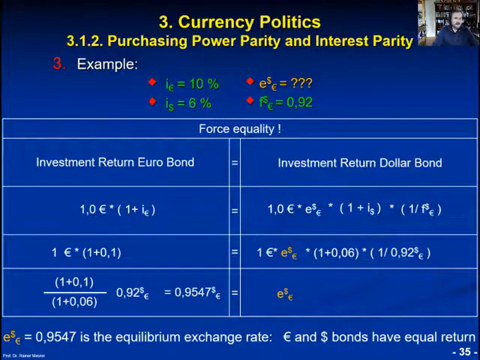This is the exchange rate where euro and dollar bonds have an equal return. So there is no incentive for the participants of financial markets to demand more euro or demand more dollar. So if everything else would stay unchanged, the spot market equilibrium exchange rate would also stay unchanged.